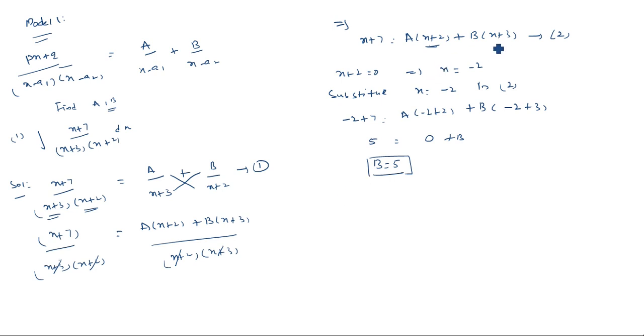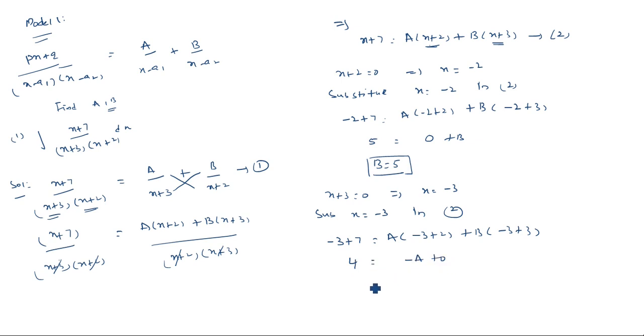And next, if x plus 3 is taken as equal to 0, then x equal to minus 3. Substitute x equal to minus 3, so we get that minus 3 plus 7 is equal to a into (minus 3 plus 2) plus b into (minus 3 plus 3). So this is nothing but 4 is equal to minus a plus 0. So from that, a is equal to minus 4.